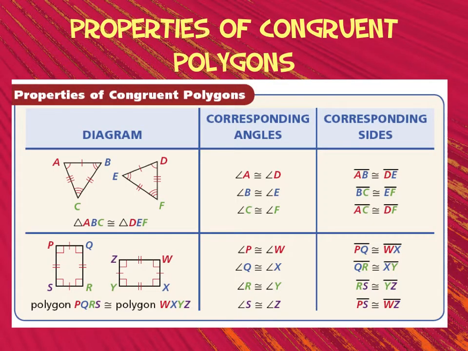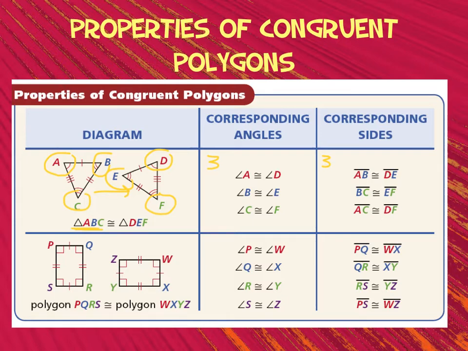Properties of congruent polygons. In a polygon with 3 sides, we know that's a triangle. So we need to have 3 corresponding angles and 3 corresponding sides. So every single angle of this triangle ABC has to be congruent to an angle in the other triangle DEF. So here we see that A is congruent to D, angle B is congruent to angle E, and angle C is congruent to angle F. And then same with the sides. All sides in this triangle have to have a corresponding pair in the other triangle.